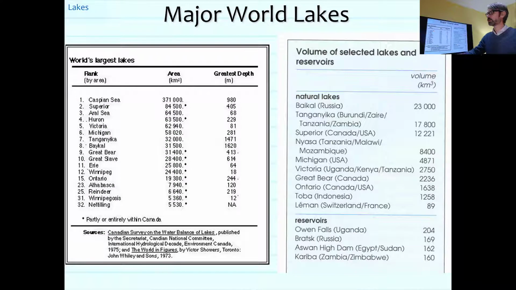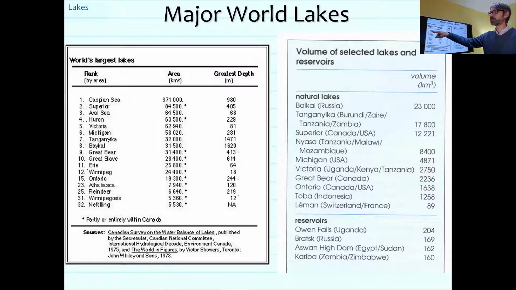And so there's some debate about whether the Caspian Sea, for example, is a lake. It is endorheic, which means that it doesn't drain into the ocean. However, it is fairly salty. It's about a third the salt level of the ocean. And so typically it's not included.